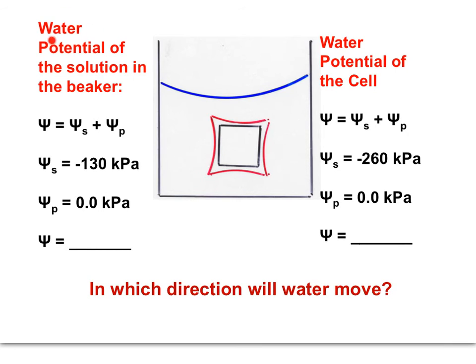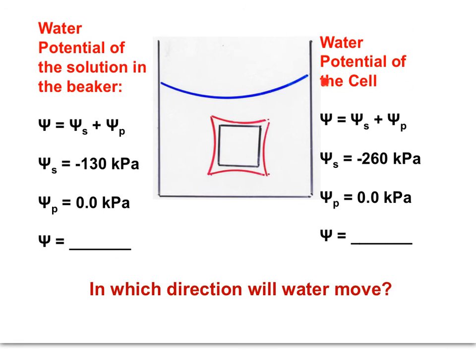Water potential is the sum of the osmotic potential of the cell cytoplasm and the pressure potential of the wall. The water potential of the solution in this beaker is negative 130 as the sum of the solute potential and the wall pressure. There is no pressure of wall in this open beaker. So the water potential of the solution is negative 130 kilopascals.